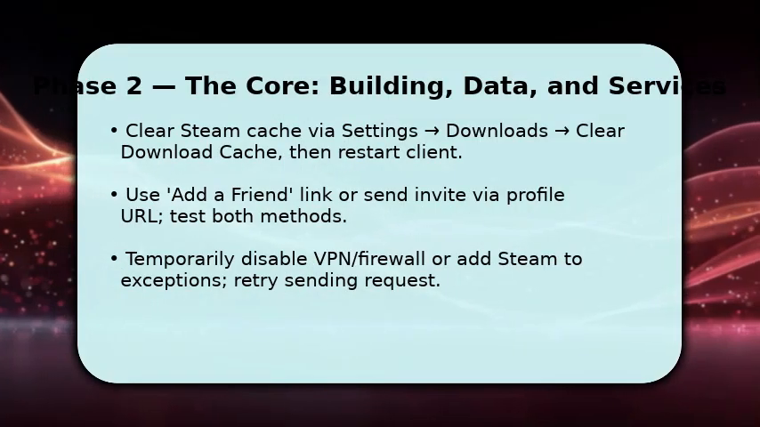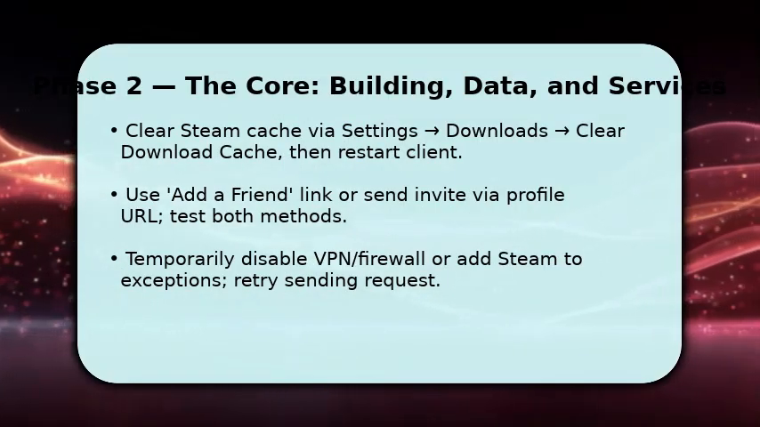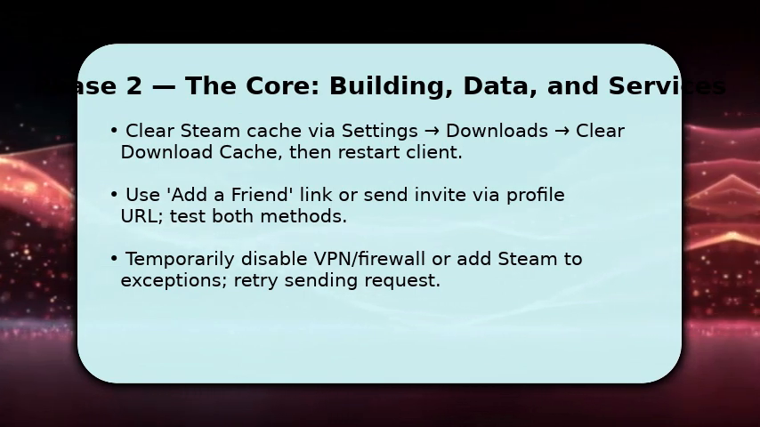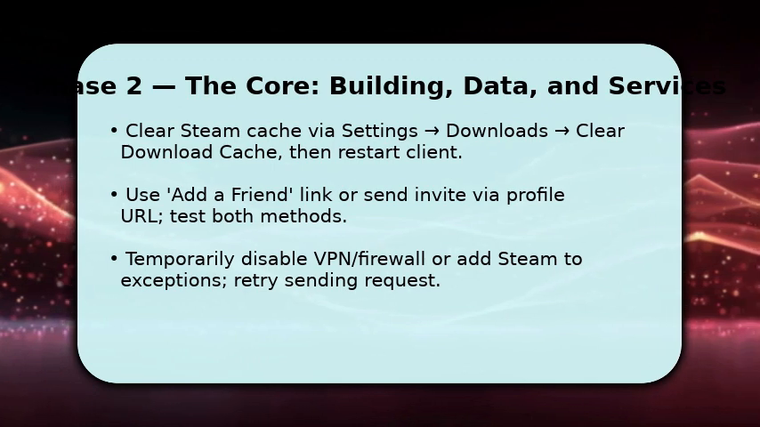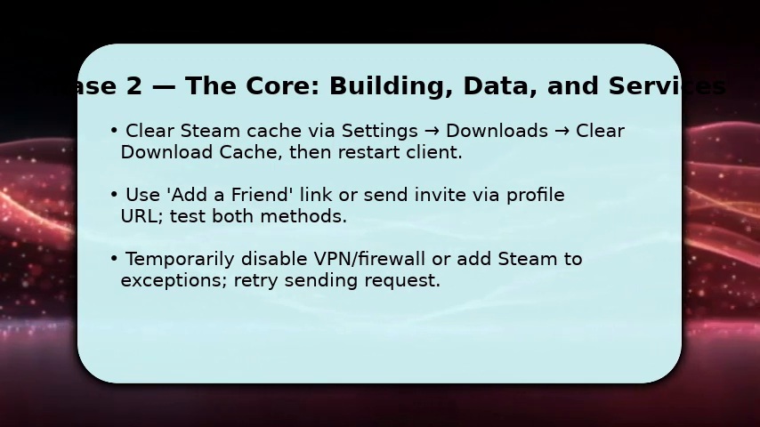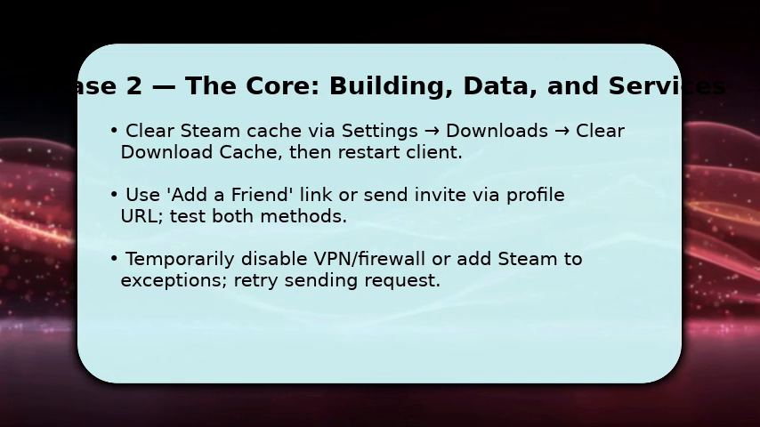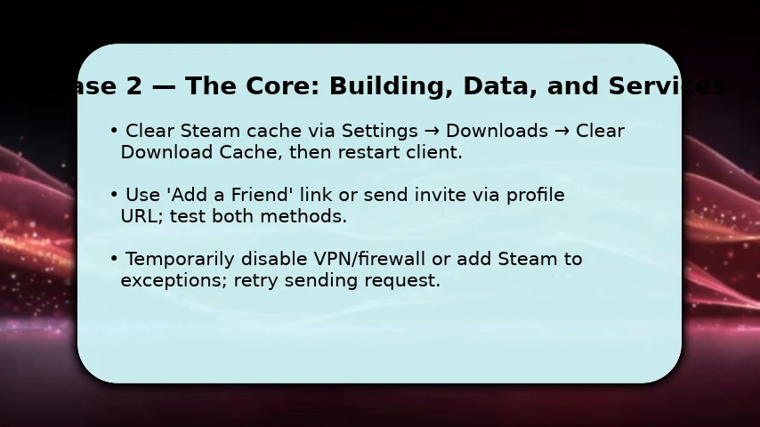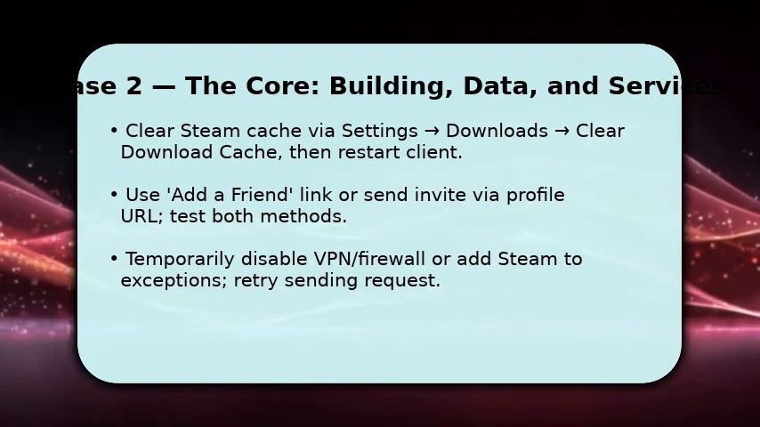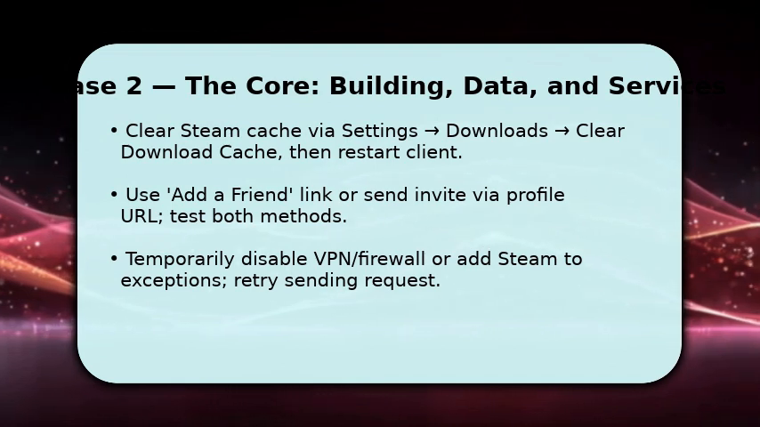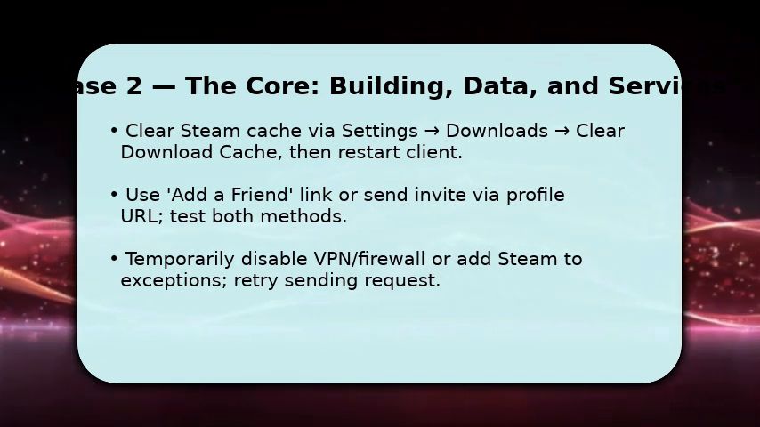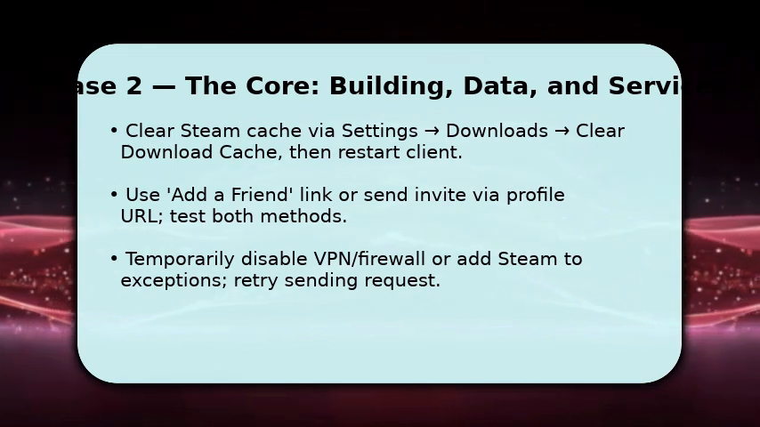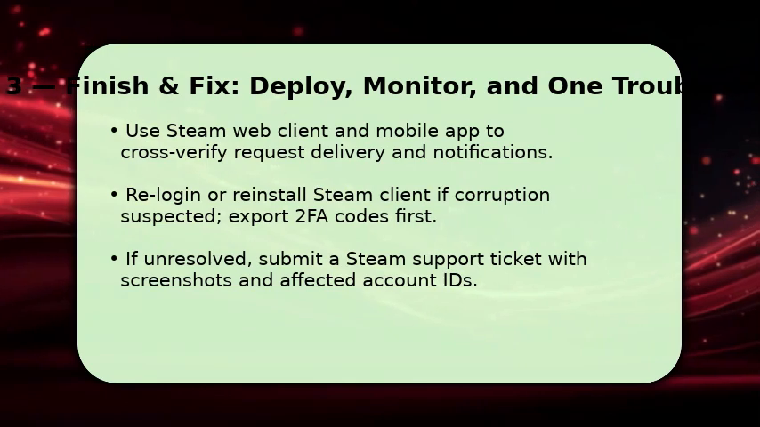You will now clear client-side blocks and test both friend methods to find the fault. First, clear the Steam download cache and fully restart the app, because stale data often blocks UI actions. Then try the Add a Friend link and alternatively paste the profile URL in a browser. One path can succeed when the other fails. If that still fails, disable VPN or firewall briefly, or add Steam to exceptions, because network filtering commonly prevents friend requests from reaching Steam. Finish by cross-checking across platforms.